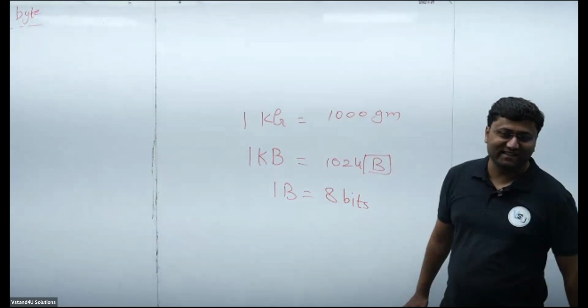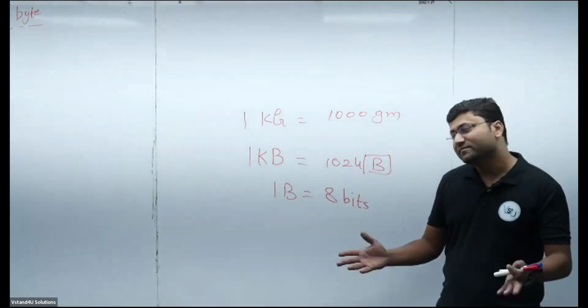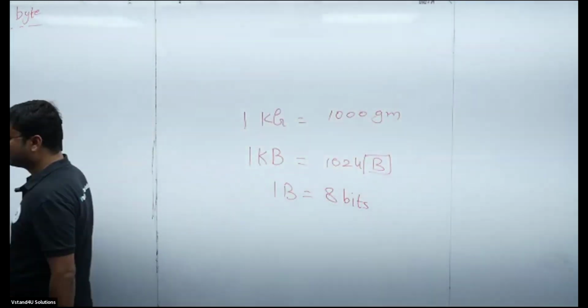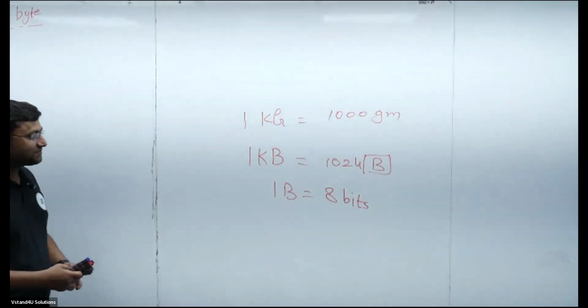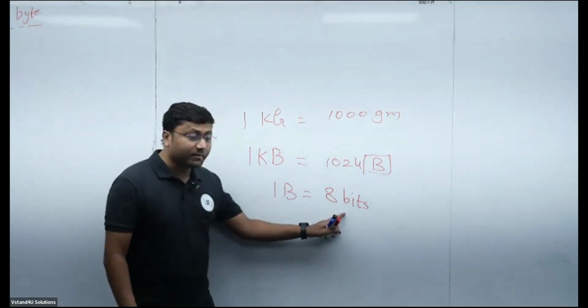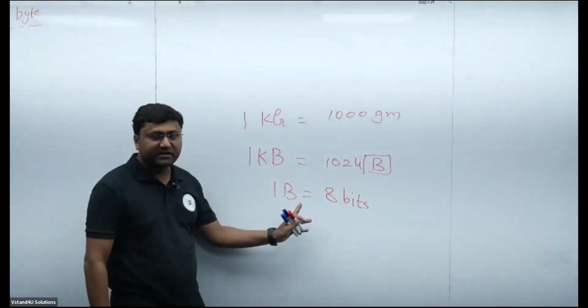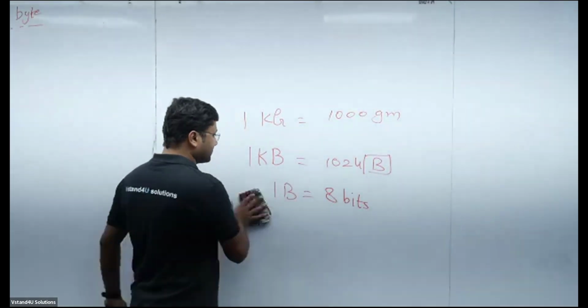Hey, these discussions happened, right? Anyway, everything has been completed, no? Let it be, no problem. But can I say you will remember at least now? 1 byte is equal to 8 bits. Simple.